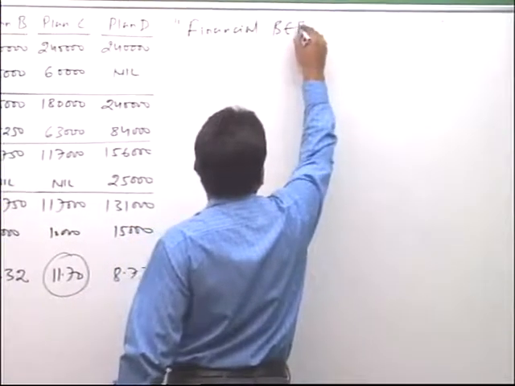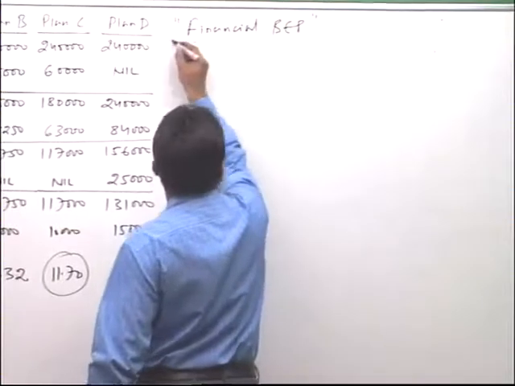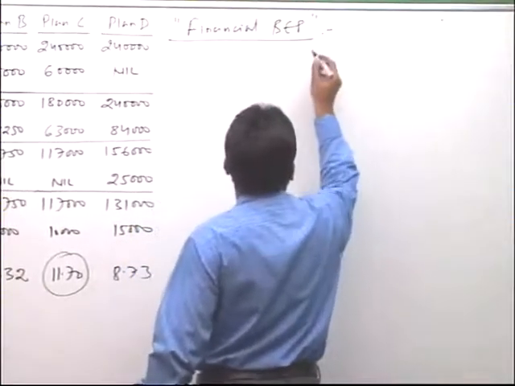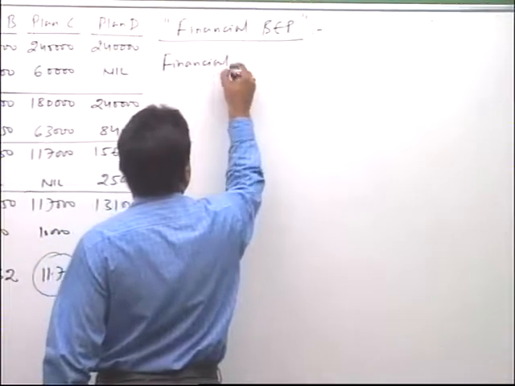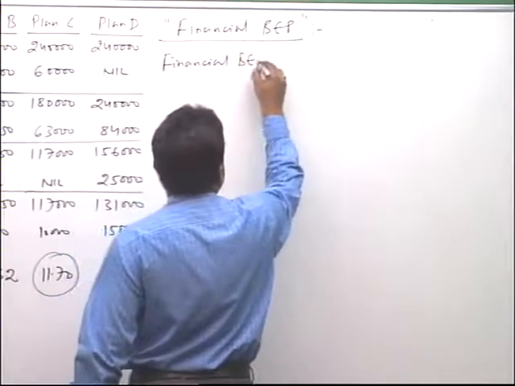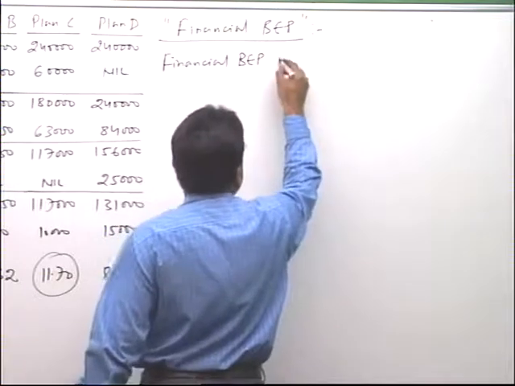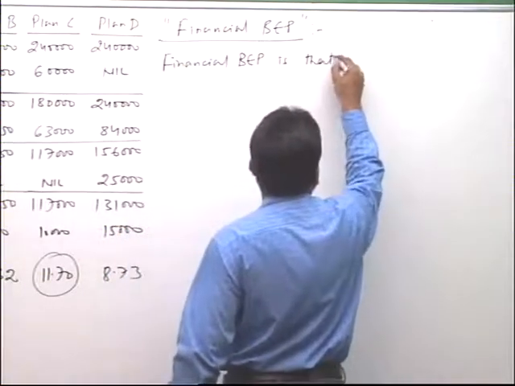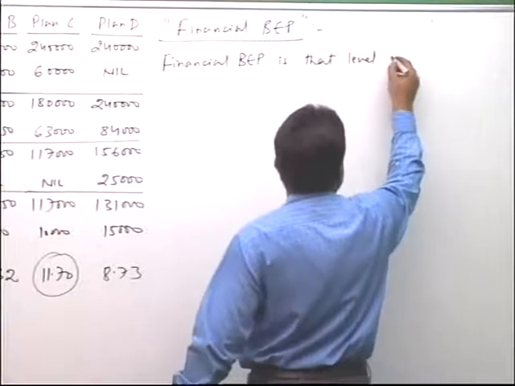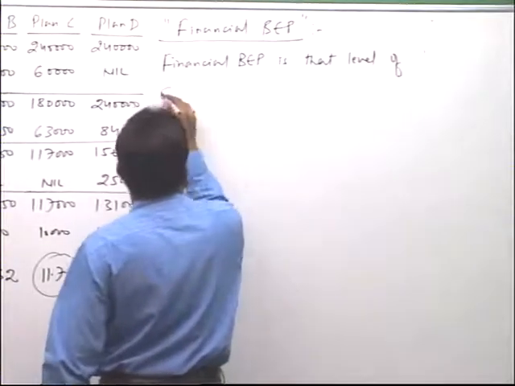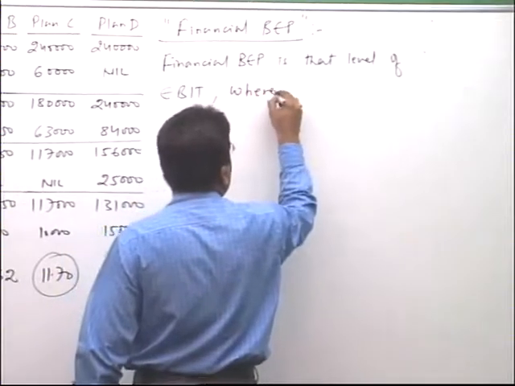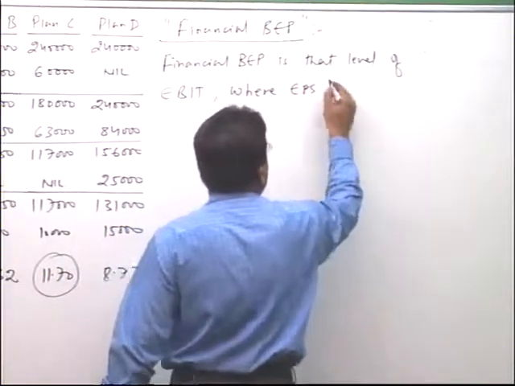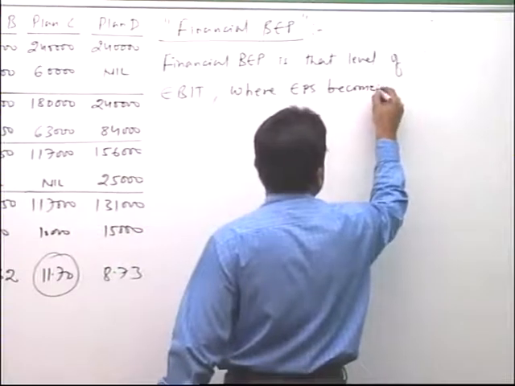Financial break-even point or BEP. Financial break-even point or BEP is that level of EBIT where EPS becomes 0.